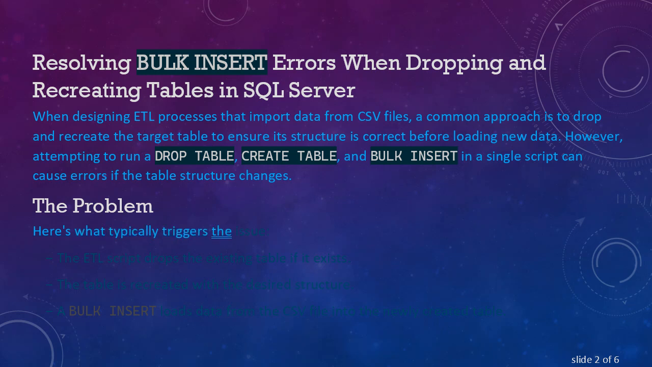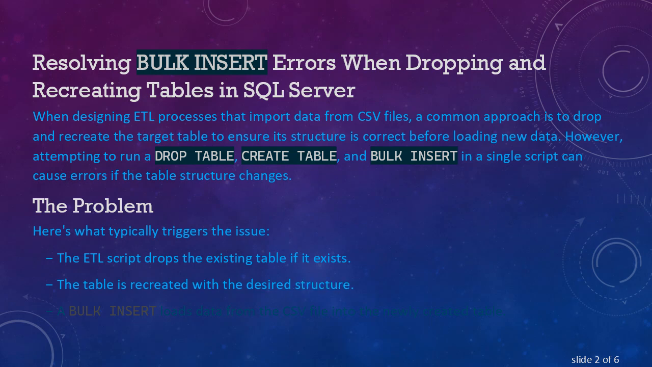Here's what typically triggers the issue. The ETL script drops the existing table if it exists. The table is recreated with the desired structure. A bulk insert loads data from the CSV file into the newly created table.